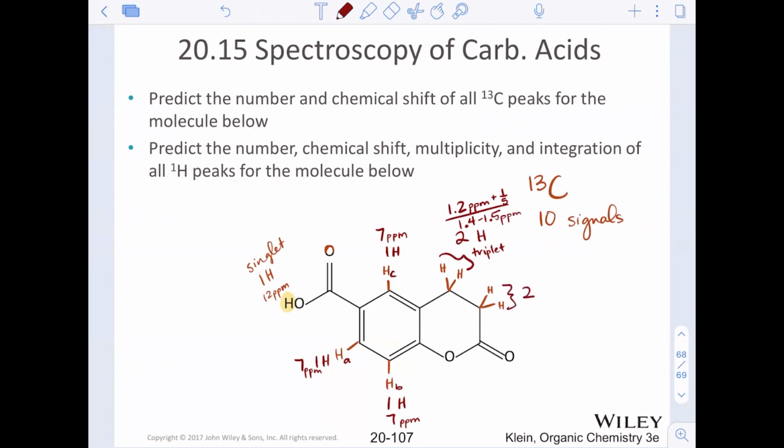This methylene group would also be 2 hydrogens. It would also be a triplet because of its 2 next door neighbors, the 2 hydrogens we just talked about. It is alpha to that carbonyl group, so it would be shifted downfield a whole 1 ppm, which means that we would expect it around 2.2 ppm. Beautiful. So 1, 2, 3, 4, 5, 6 signals for the proton NMR, for a total of 1, 2, 3, 4, 5, 6, 7, 8 protons. Awesome.